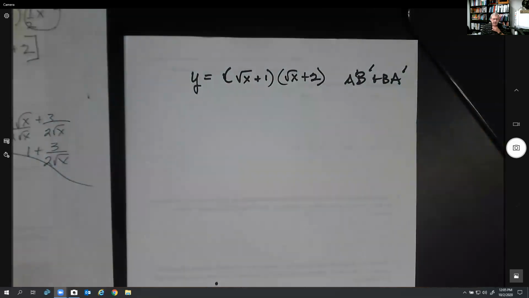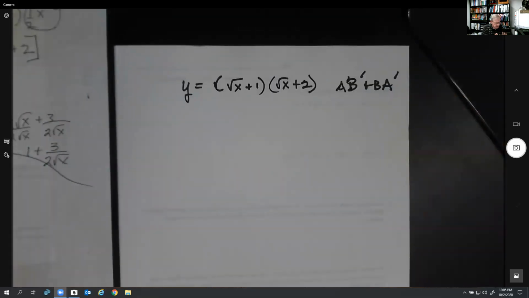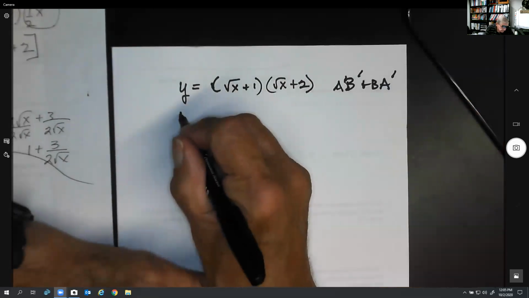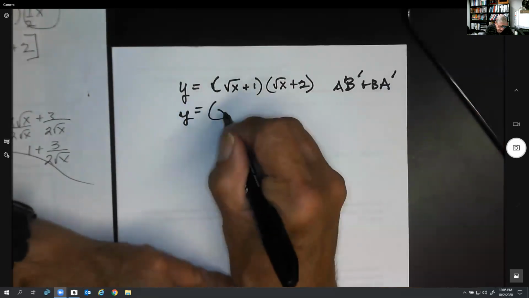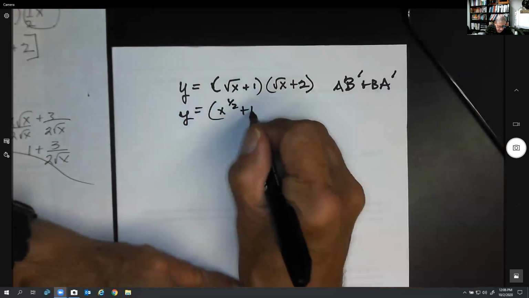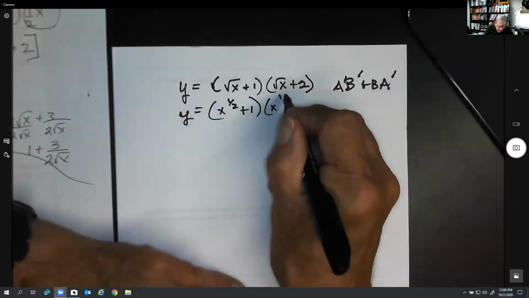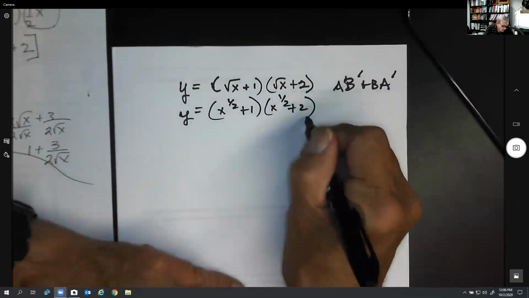This was the same thing with the product rule. They want you to simplify it. They don't want you to just stop. So let's rewrite this: x to the 1/2 plus 1, x to the 1/2 plus 2. All right.